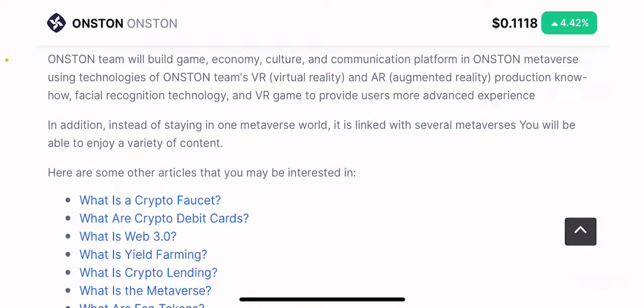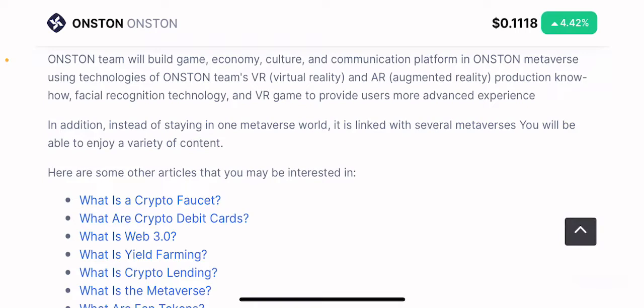In addition, instead of staying in one metaverse world, it is linked with several metaverses, so you will be able to enjoy a variety of content. So obviously, having siloed metaverses is definitely not beneficial in the long run because if you need to move from one metaverse to another, there may not be an option available to transfer your avatars from one metaverse to another, right? So those are problems that we're currently facing, and those are all the problems that Onston is aiming to solve through their link platform, right?